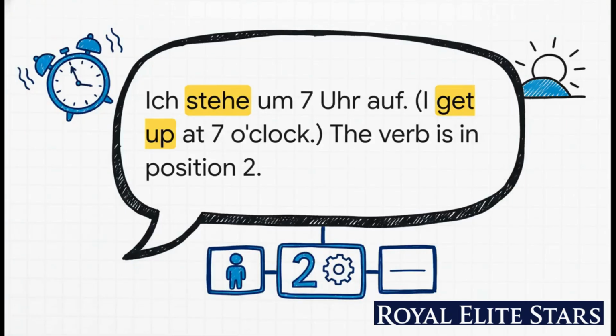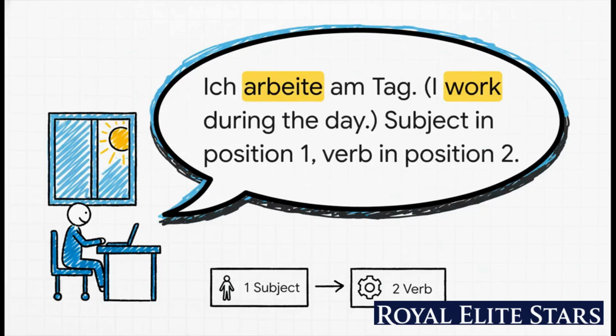Ich stehe 7 Uhr auf. Pretty simple, right? I get up at 7 o'clock. An everyday action. But I want you to pay really close attention to the verb here. The main part, stehe, is sitting right there in the second spot in the sentence. Let's try another one. Ich arbeite am Tag. I work during the day. And again, just notice the pattern. We have the subject, ich, in position 1, and the verb, arbeite, is right there in position 2. You're starting to see the consistency, aren't you?